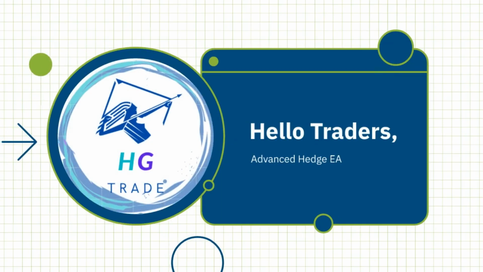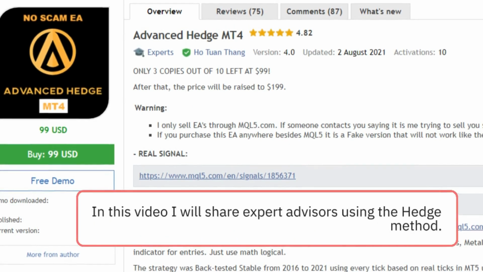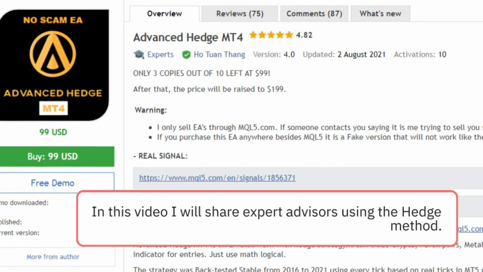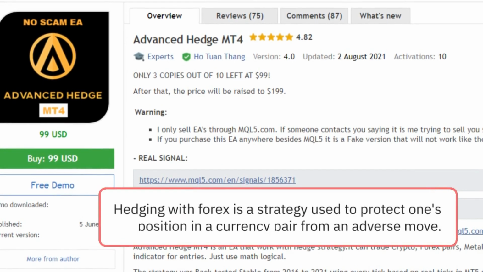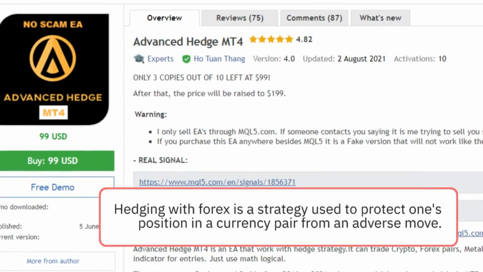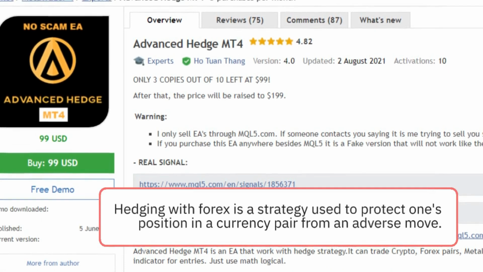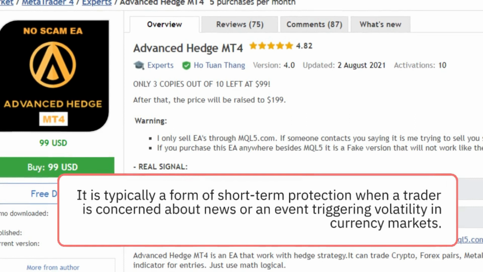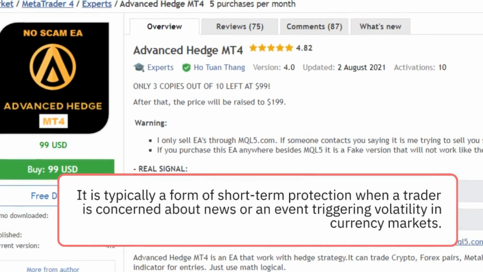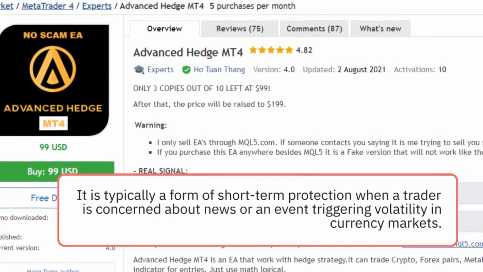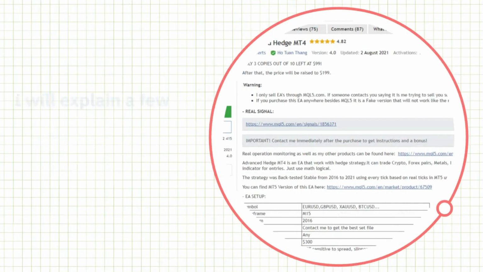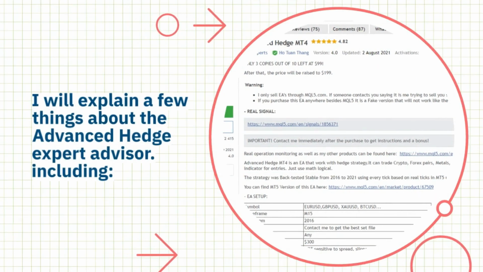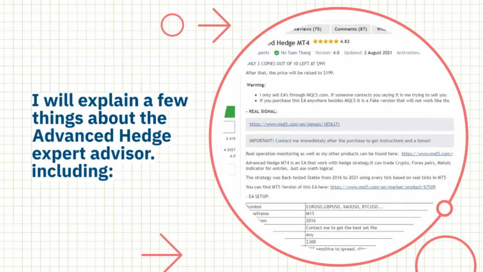Hello traders. In this video I will share expert advisors using the hedge method. Hedging with Forex is a strategy used to protect one's position in a currency pair from an adverse move. It is typically a form of short-term protection when a trader is concerned about news or an event triggering volatility in currency markets. I will explain a few things about the Advanced Hedge Expert Advisor.